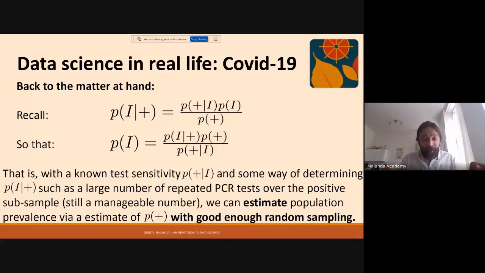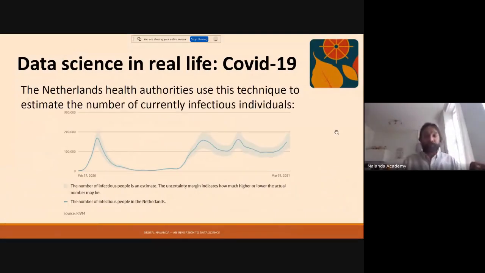We take a finite number, let's say 100 people, and if they're random enough and we find that 3 or 4% of them are positive, we can extrapolate to the entire population using Bayesian reasoning. But that requires good enough random sampling. And this is precisely what the Dutch government does; I live in the Netherlands.